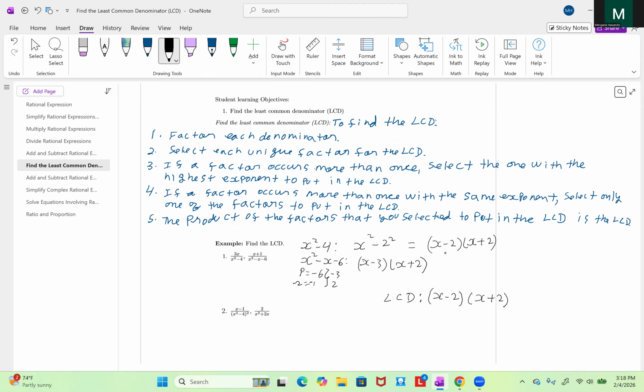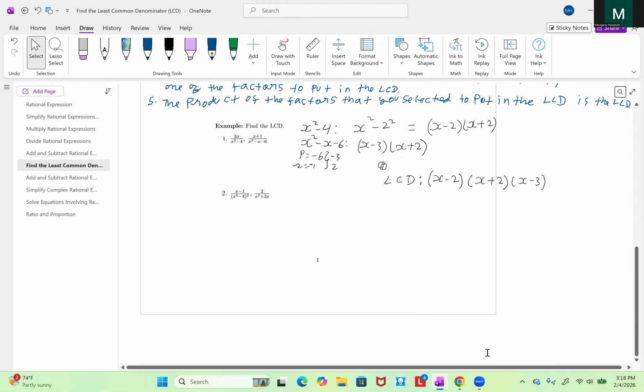And when we look at the second polynomial, x squared minus x minus 6, it has x minus 3, so we put it here. It has x plus 2. We've already put x plus 2 here, and since x plus 2 in the first binomial, x squared minus 4, has degree 1, the same as the degree for the second one in the x squared minus x minus 6 factor, we just select one of it, because they have the same degree. One is sufficient. The LCD is what you see here, the product of this, or you can leave it in factored form.